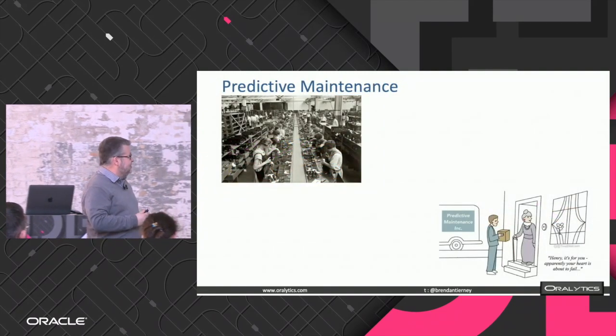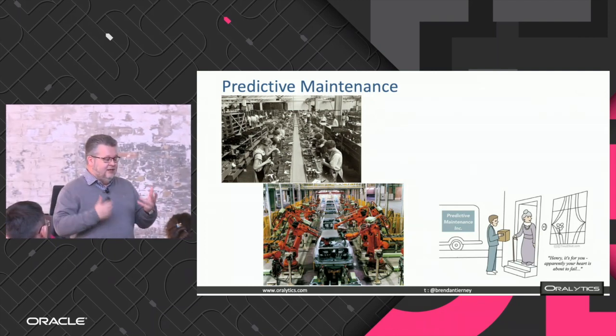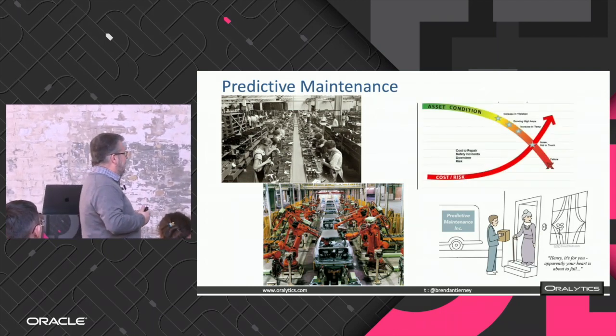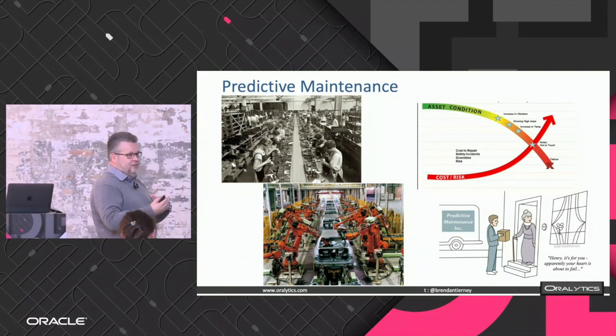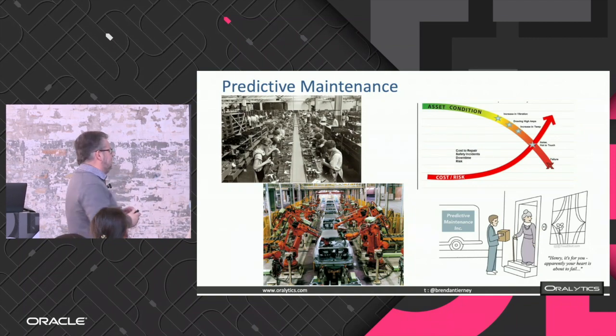I'll just skip past this one, which is about predictive maintenance. That is being able to identify equipment failure and replace it in time before something breaks, because when it breaks, there's a bigger cost associated with it.